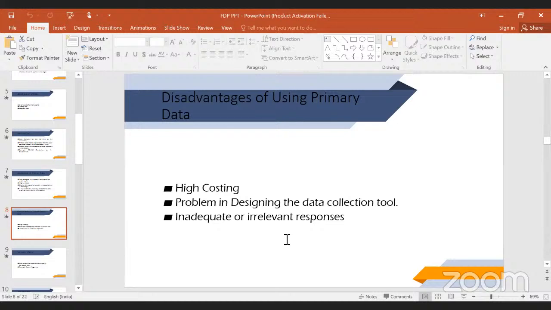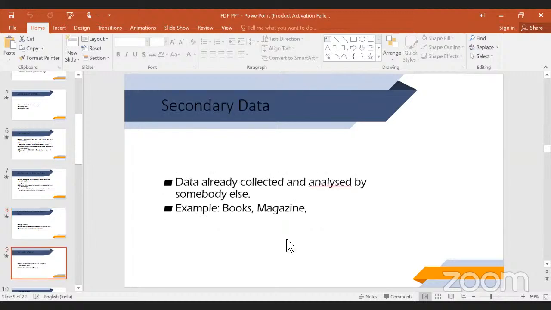because the person whom we are approaching for the collection of data, sometimes or most of the times, is not responsive. So it becomes very difficult for us to collect the data there.